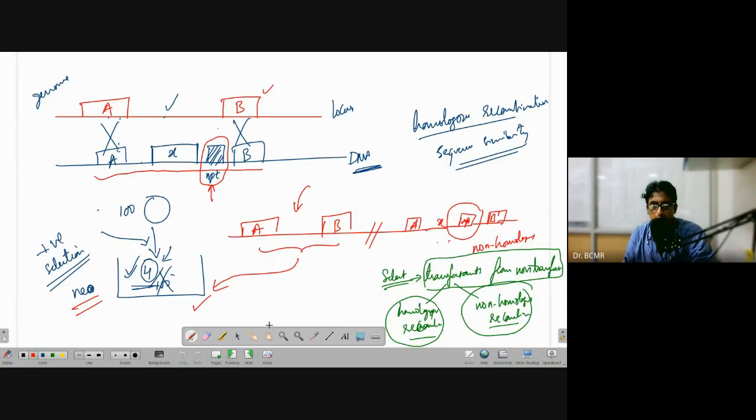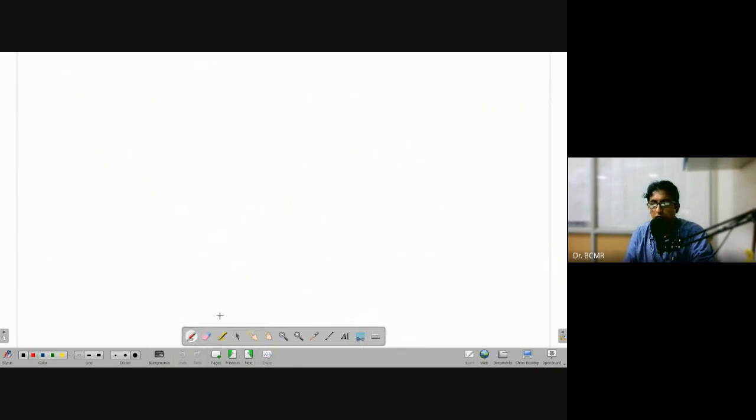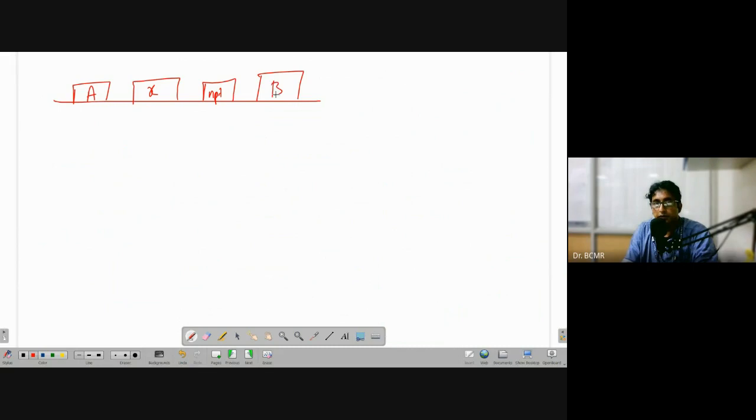I will still use my diagrams so that you can probably see how you can draw your own pictures. So how to separate? The DNA construct is going to be like this: A, and then here we are putting gene X, and we have NPT for positive selection, and then we have gene B.